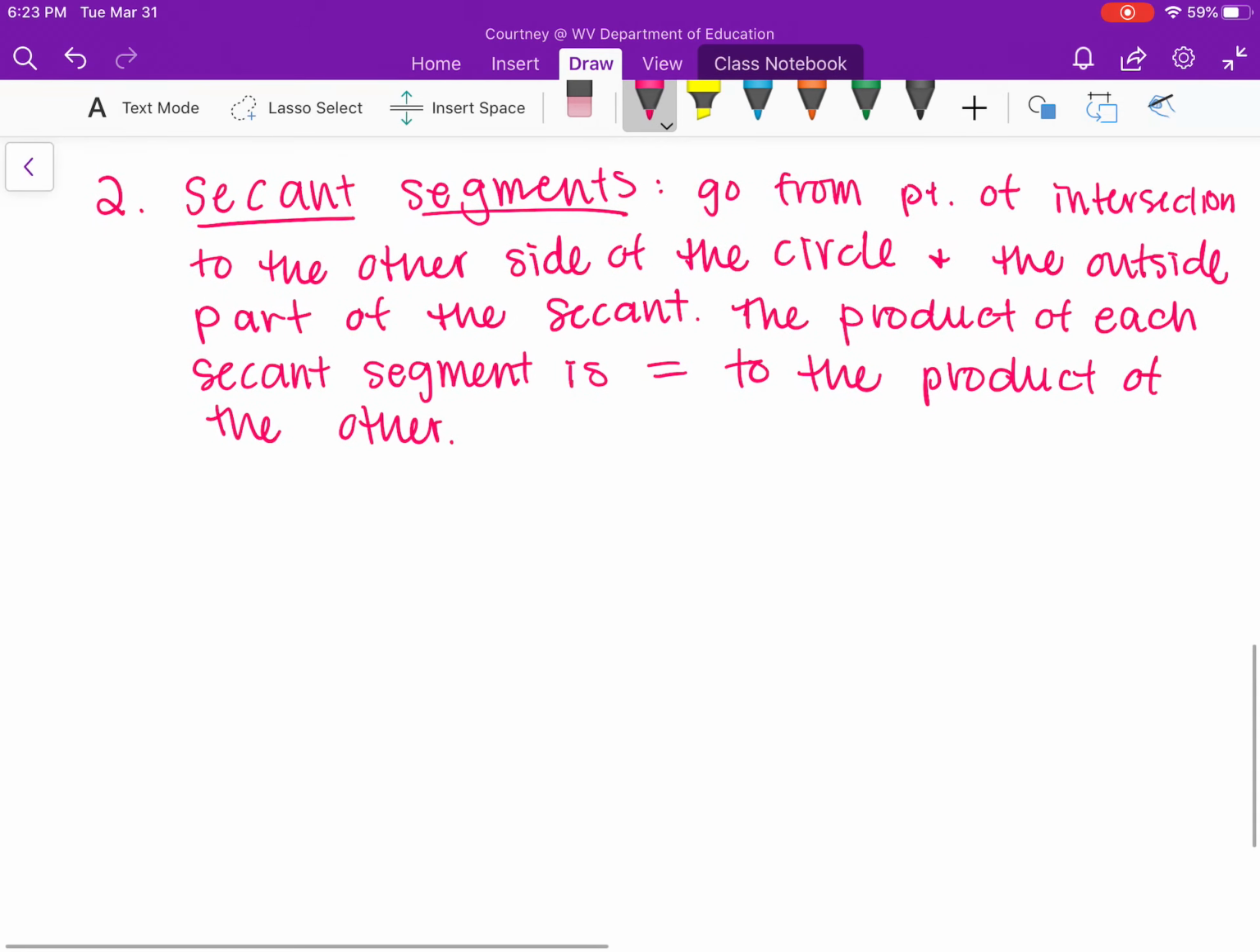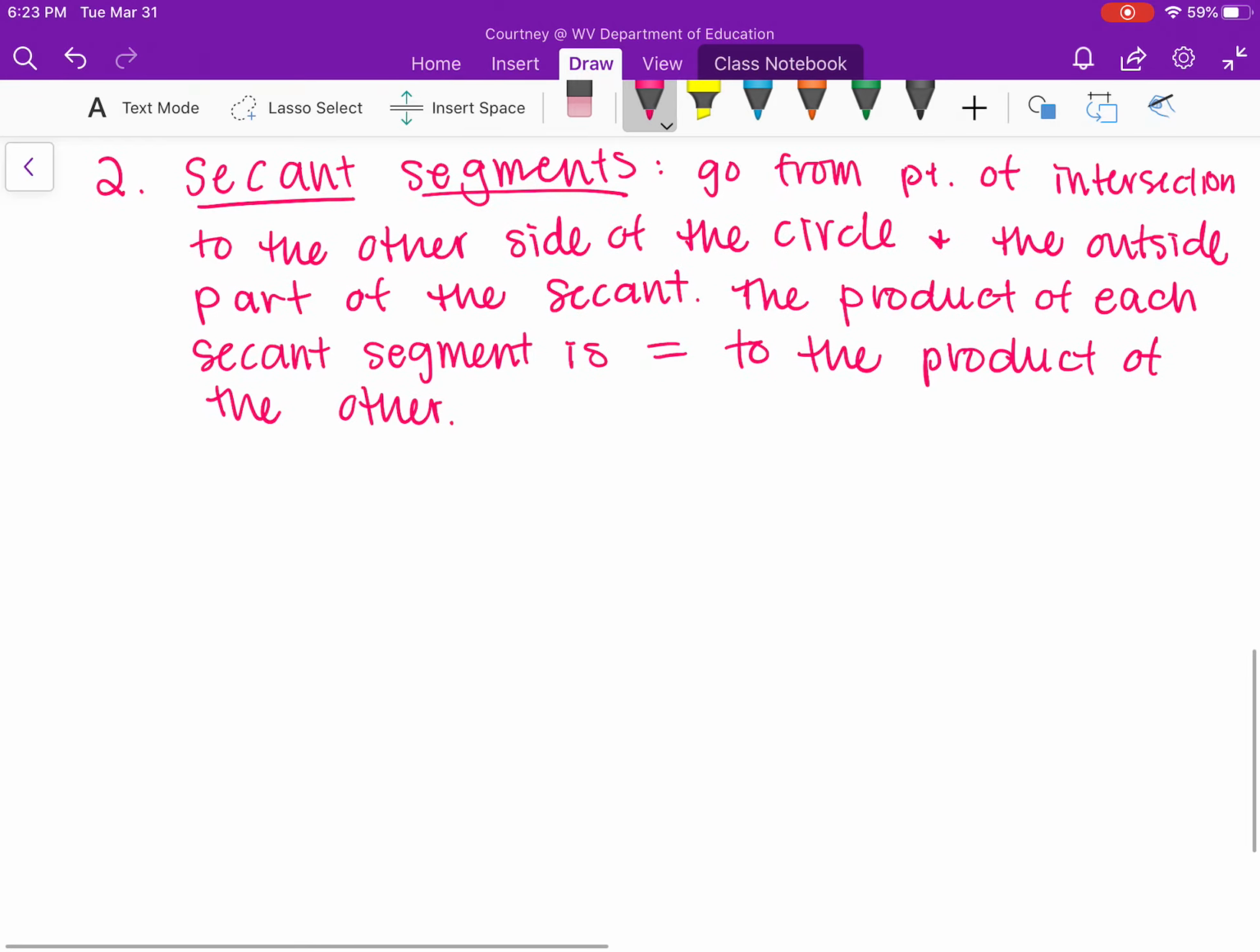And we draw our diagram. First, I'll reread it all for you. Secant segments go from the point of intersection to the other side of the circle and the outside part of the secant. The product of each secant segment is equal to the product of the other. So here's our diagram.